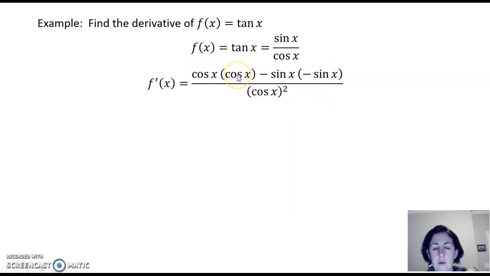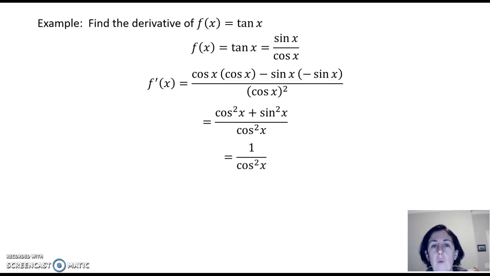Now cosine times cosine will be cosine squared. Negative sine times negative sine will be sine squared. So I have the cosine squared of x plus the sine squared of x all over cosine squared of x. Well, from our Pythagorean identities, we know that cosine squared plus sine squared is 1. So that gives us 1 over the cosine squared of x. And 1 over cosine is the secant, so 1 over cosine squared is the secant squared. So it turns out that the derivative of the tangent of x is secant squared of x.